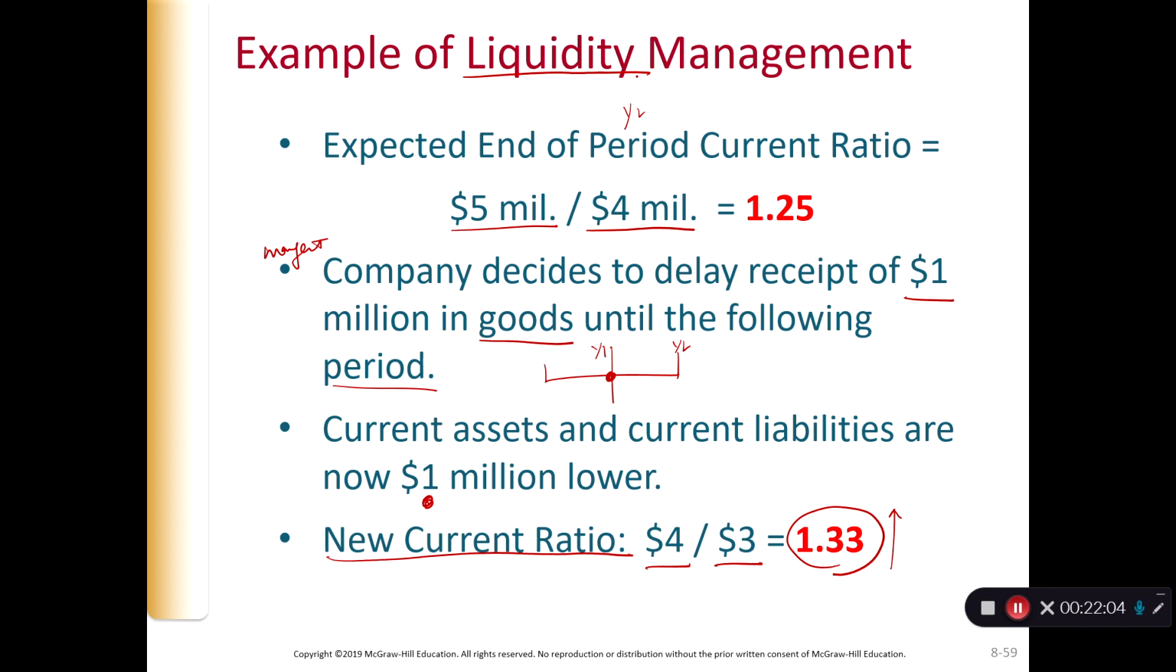And then we showed that liquidity can be managed by the management, right? Can be manipulated by management. Just because you delay delivery of $1 million of goods, you can inflate your current ratio from 1.25 to 1.33.